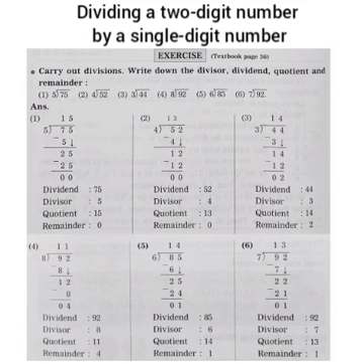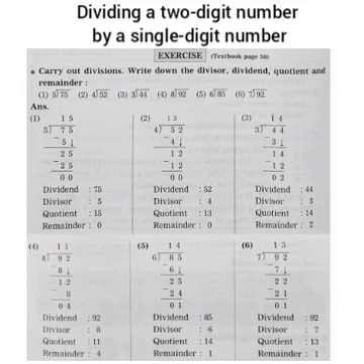Number 5. 85 divided by 6. 85 means 8 tens 5 units. Divide 8 by 6. 6 ones are 6. 8 minus 6 is equal to 2. Then take 5 units from above.